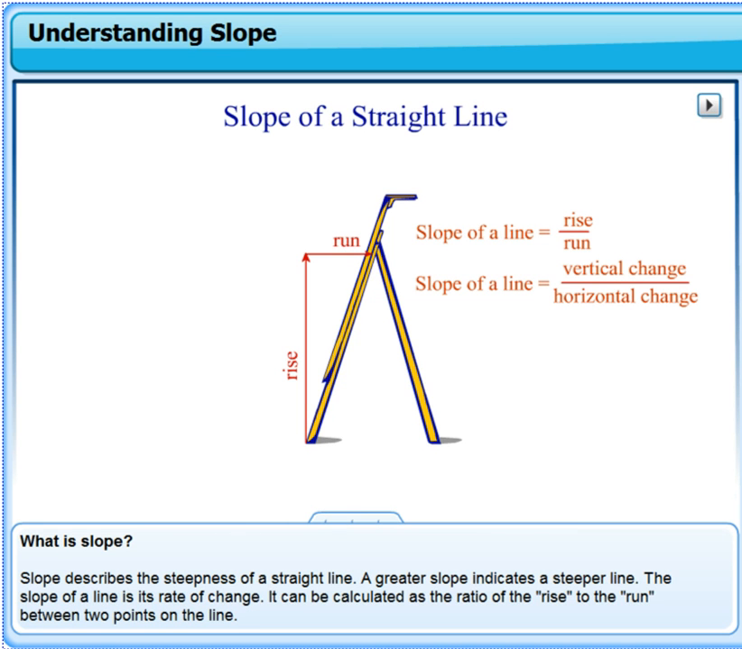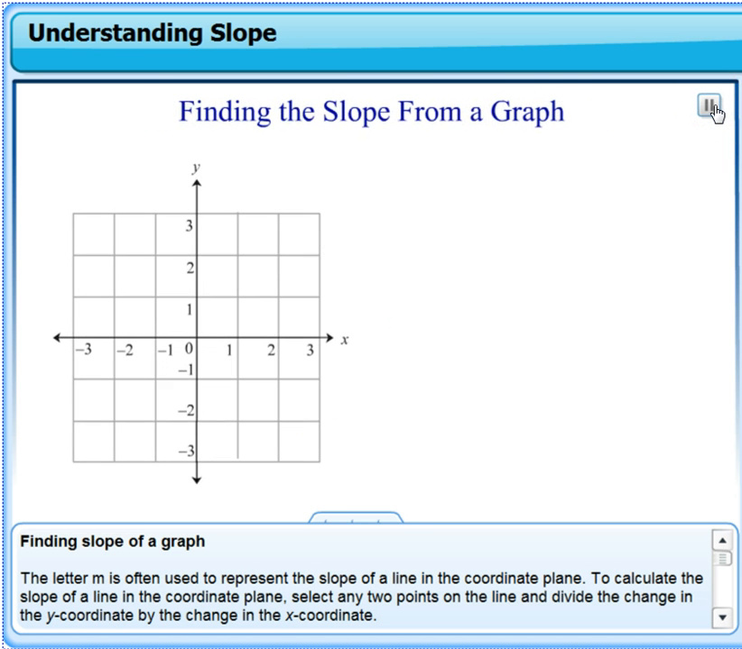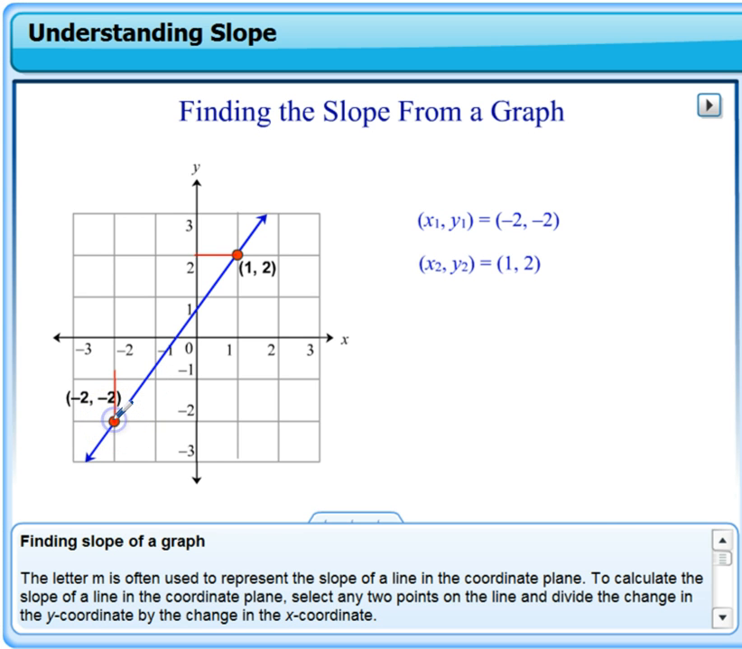Now let's take a look at how to find the slope of a graph. If I want to find the slope of this line, I take 2 points on the line, (x1, y1) and (x2, y2). I could use a formula to find the slope, or I could find the slope of the line from the graph itself. If I want to find it from the graph, I'm simply going to have the rise over the run, correct?